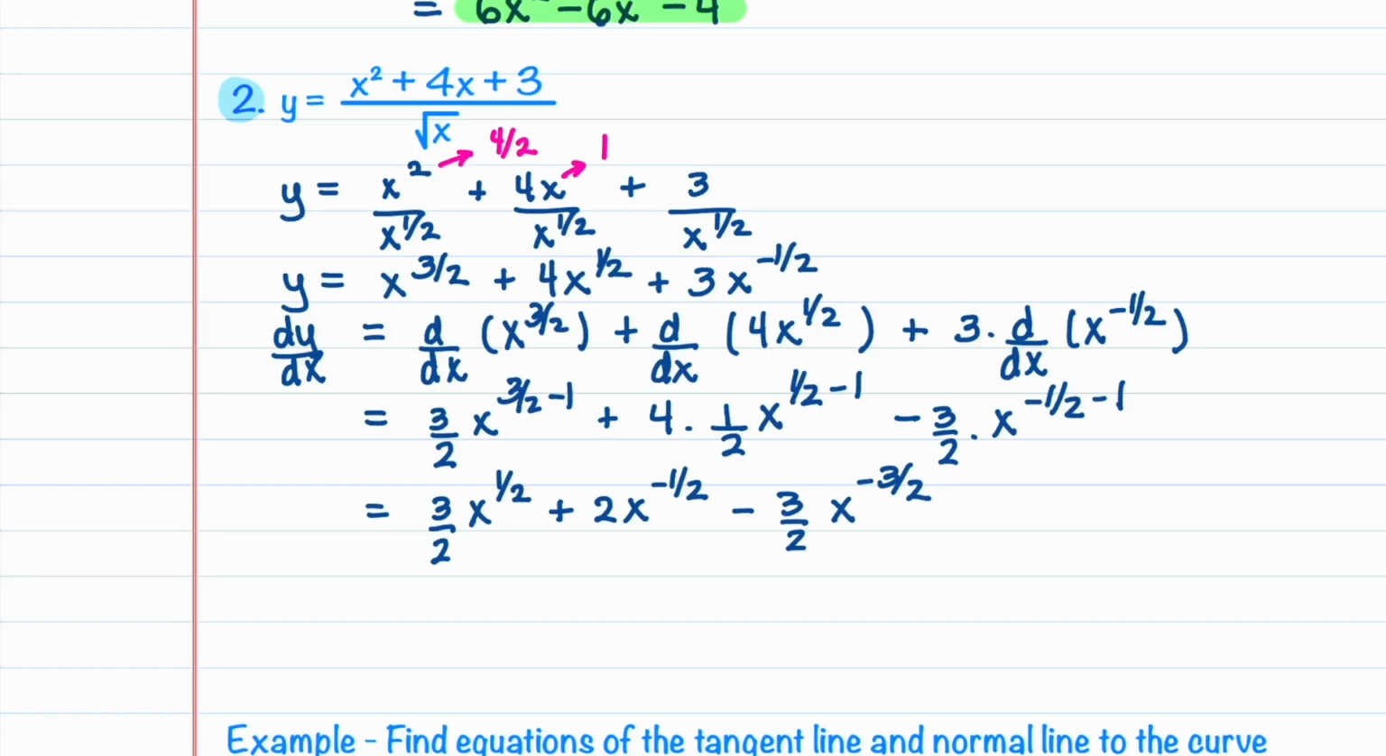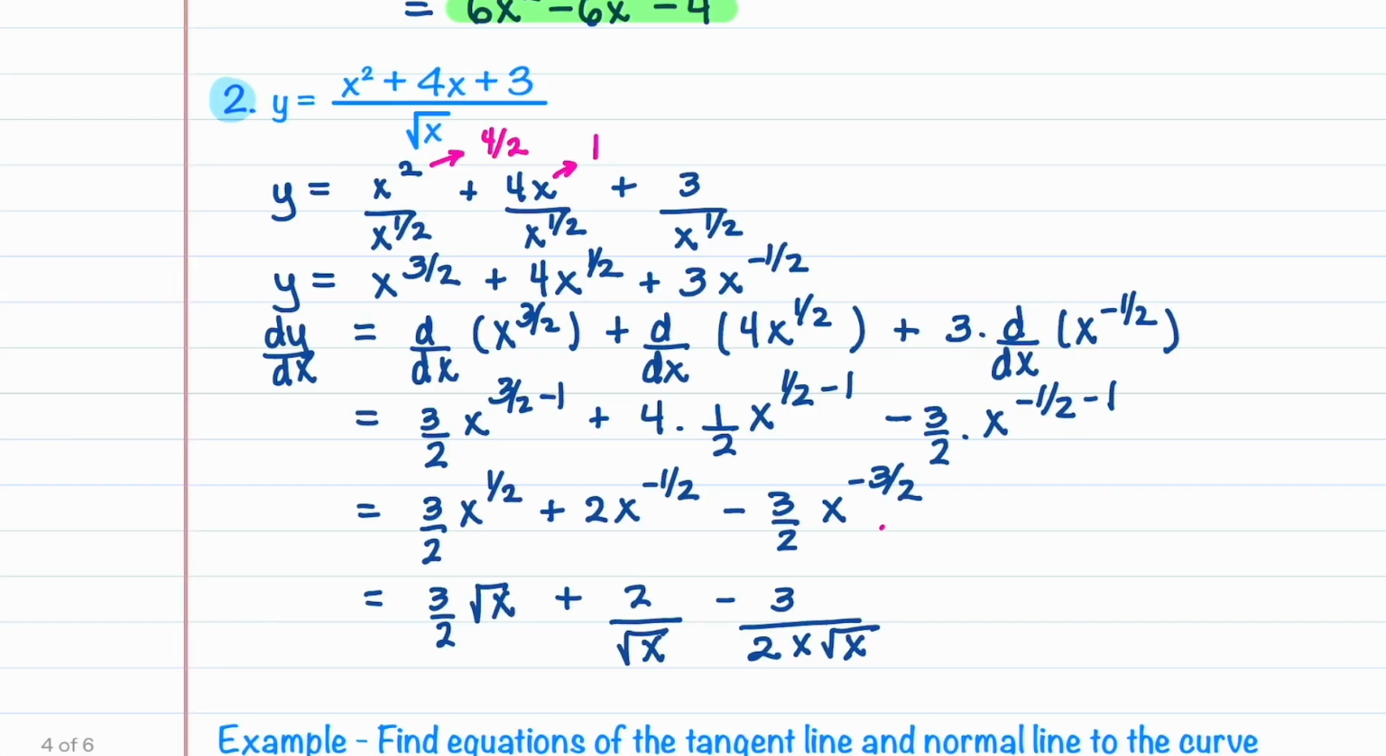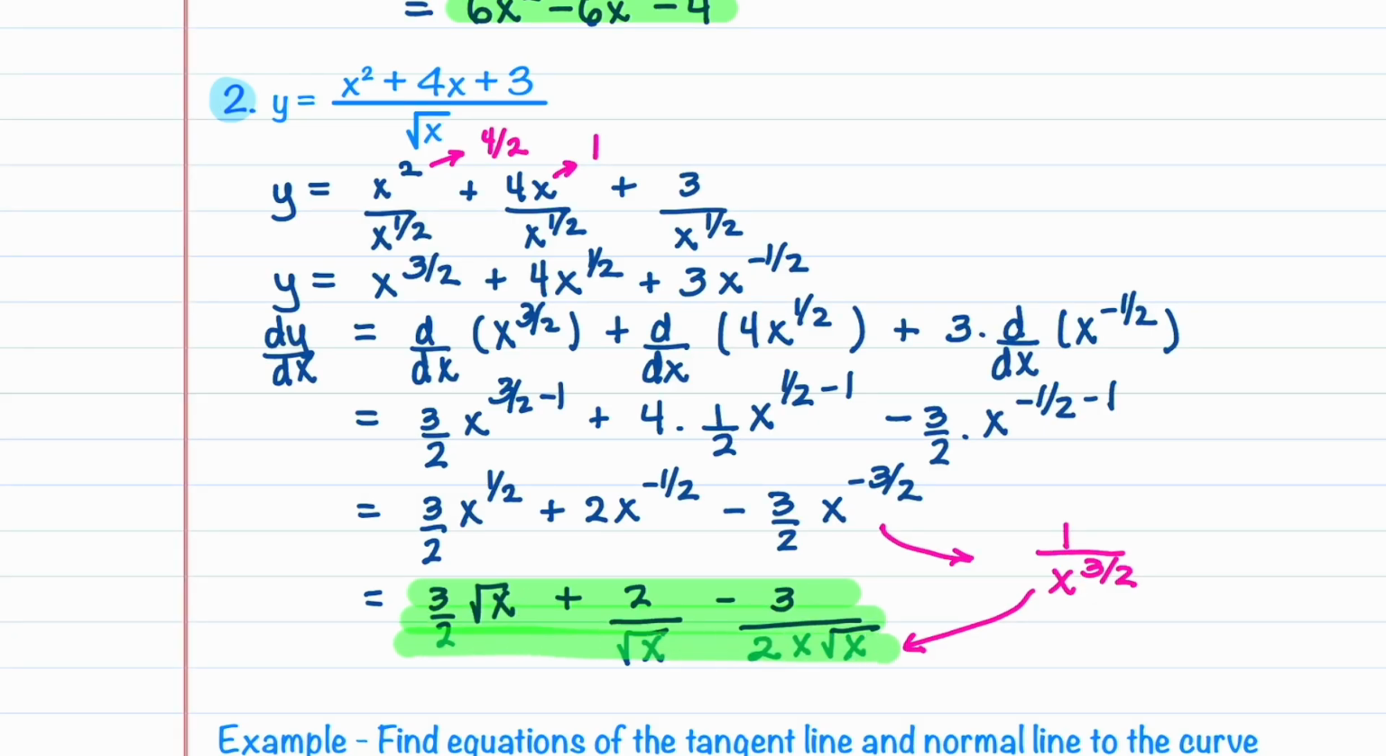So I'm going to rewrite this as 3/2 times the square root of x, plus 2 all divided by the square root of x, minus 3 all divided by 2, and then x to the minus 3/2 becomes x to the 3/2 when we put it in the denominator, and then x to the 3/2 can be written as x times the square root of x. Let me just make a note over here so this is clear. This is 1 over x to the 3/2, which we then wrote as x times the square root of x. And there is our final answer.